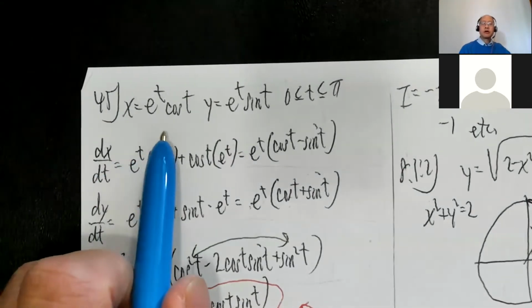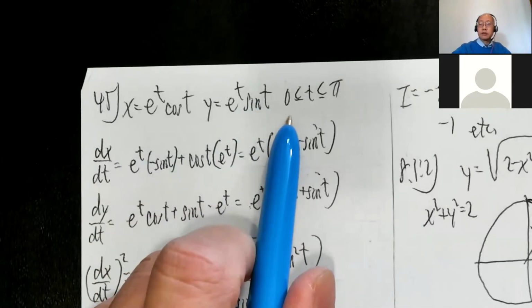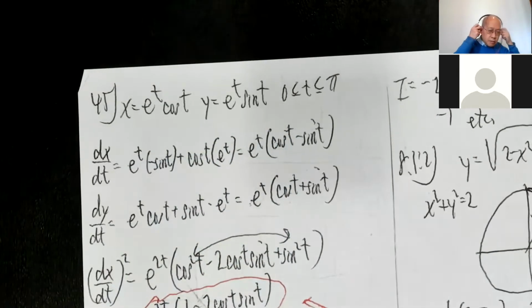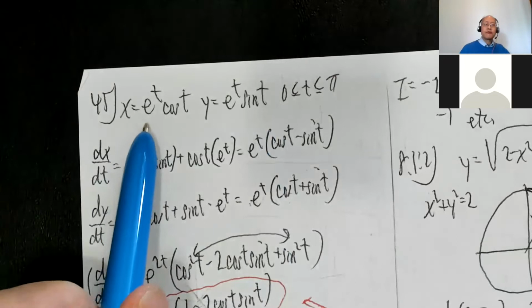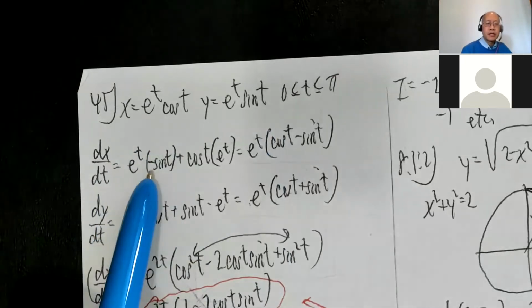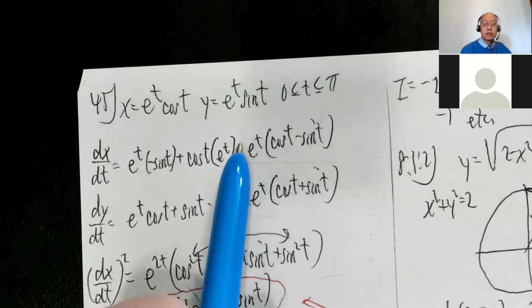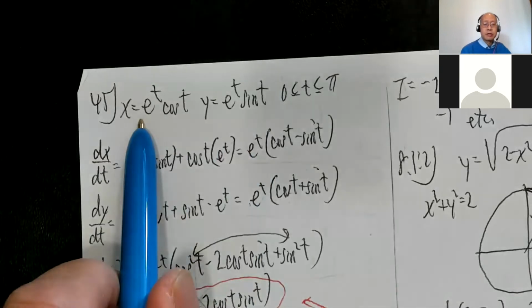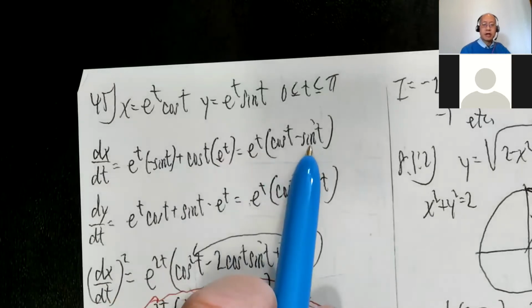Okay, x equals e to the t cosine t, y equals e to the t sine t, t going between 0 and pi. All right, so it looks like I got to do some product rule here, right? Several times. So dx dt, product rule, first times the derivative of the second, e to the t times negative sine t, plus second function times derivative of the first. So cosine t times the derivative of e to the t, which is itself. Okay, and if you factor out an e to the t, you have cosine t minus sine t.